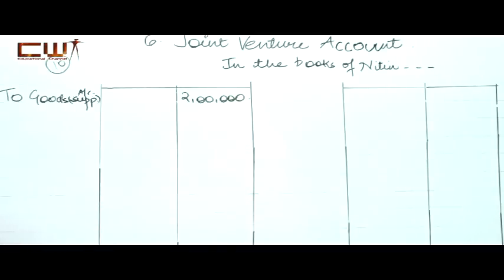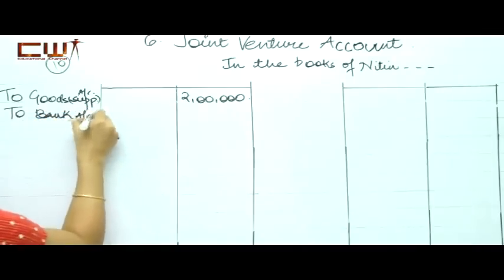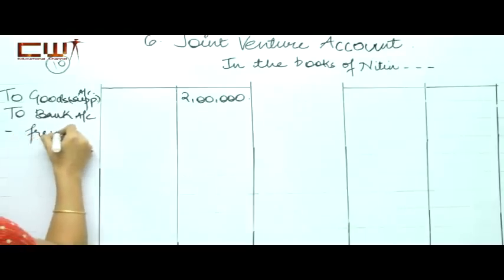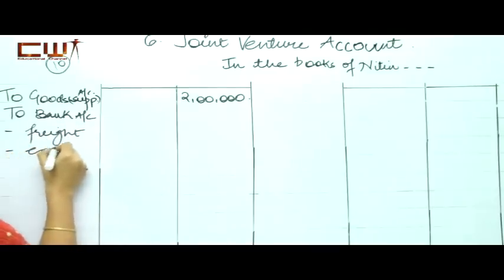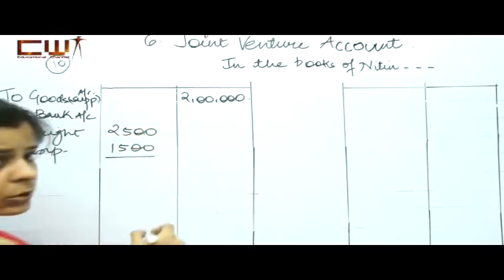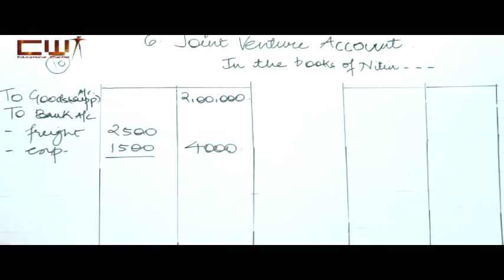Right? Next, how much expenses is he paying? 2500 on freight and 1500 on sundry expenses. So 2 expenses, right? Or bank, because bank money is decreasing, money is going out of the bank, so bank account is credited. So bank, freight and expenses, right? How much? 2500 and 1500. Totals up to how much? 4000. 4000, right?